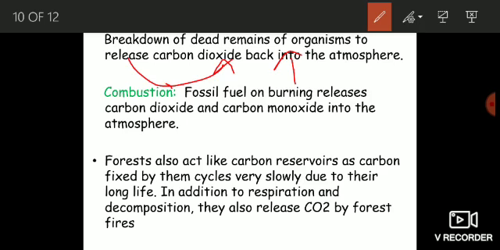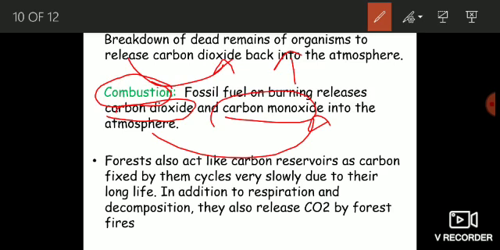Okay. And one more important process is combustion. Combustion simply means the burning of fossil fuels, and the burning of fossil fuels is accompanied with the release of large concentrations of carbon dioxide and carbon monoxide which go back into the atmosphere. Okay, that means this is also recovering the carbon dioxide concentration of the atmosphere.